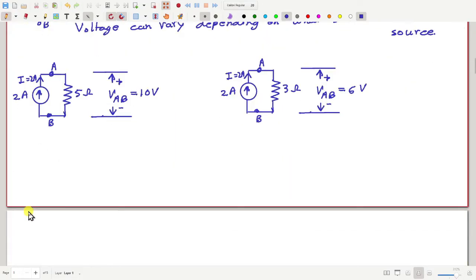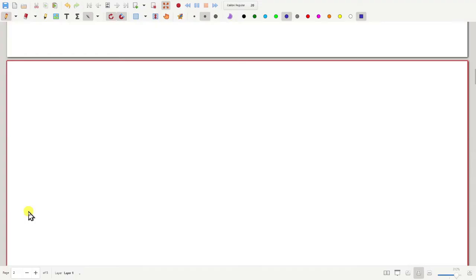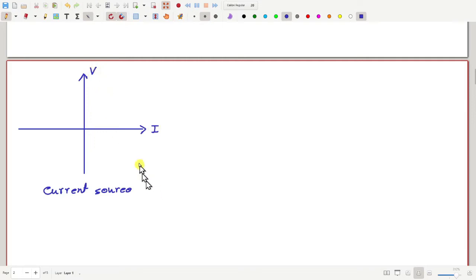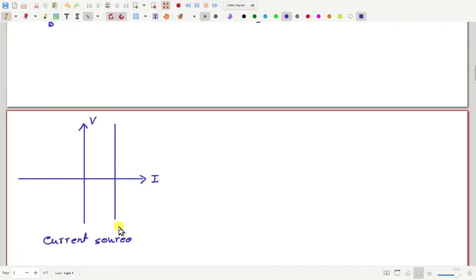Okay? So therefore, now if I plot a graph representing the relation between the voltage and current for a current source, how will that look like? Anyone? Yes? That will be a vertical line. Yes. So current is always constant, but voltage can vary. Okay. So this is the property of a current source.